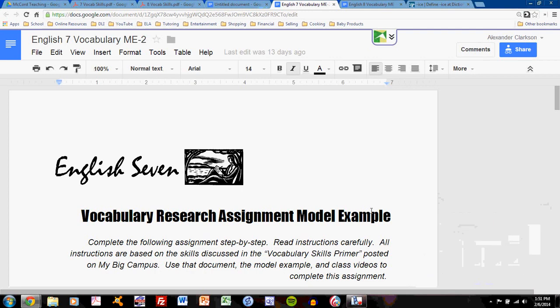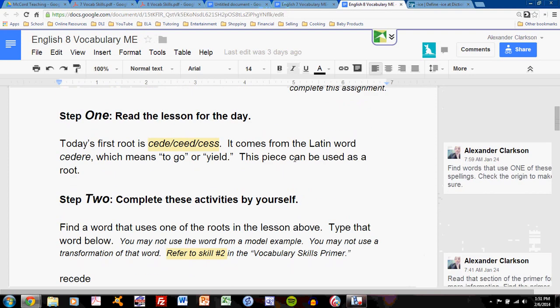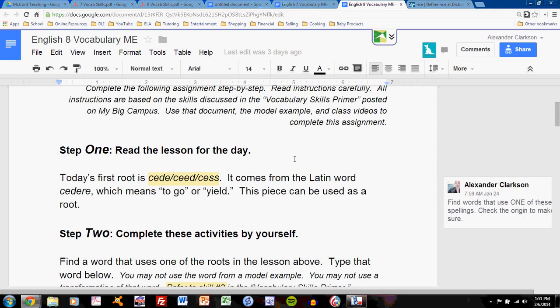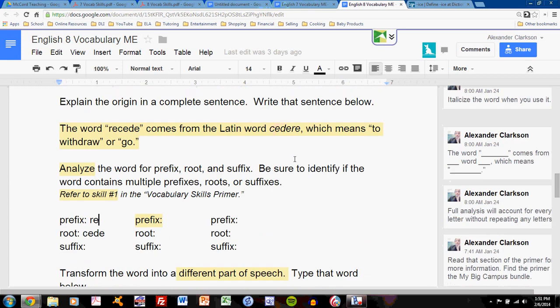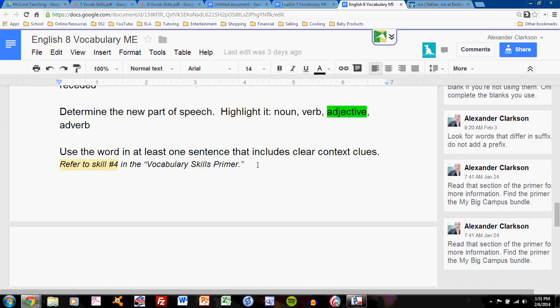Let's talk a little bit about how to write effective vocabulary sentences for vocabulary research assignments. This tutorial applies to both English 7 and English 8 because both assignments end with the task of writing a sentence. Listed here: use the word in at least one sentence that includes clear context clues.